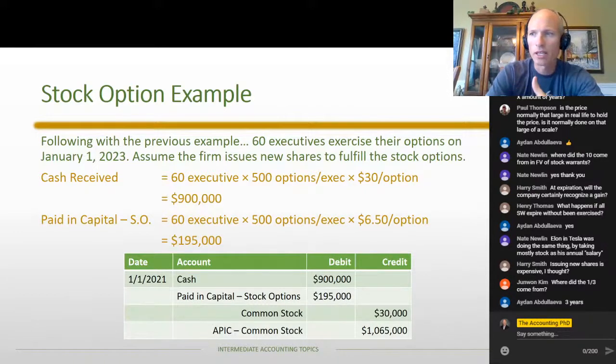So again, calculate the cash that's going to be paid by the employees to the company, calculate the amount that we need to reduce the paid-in capital stock option account by, and then record the issuance of the common stock. Again, I'm hoping that by the time we get to the common stock part of the journal entry, that's fairly straightforward.